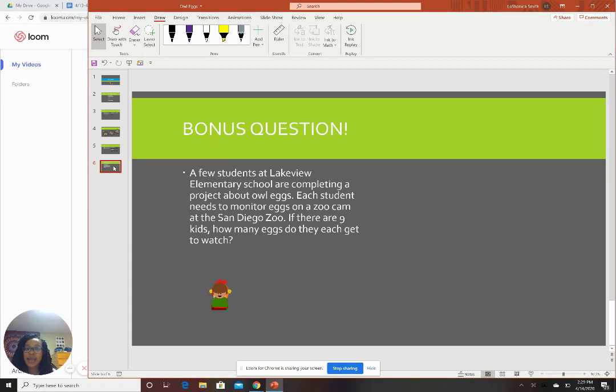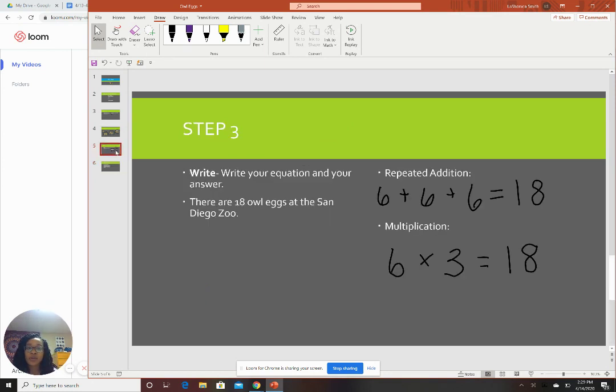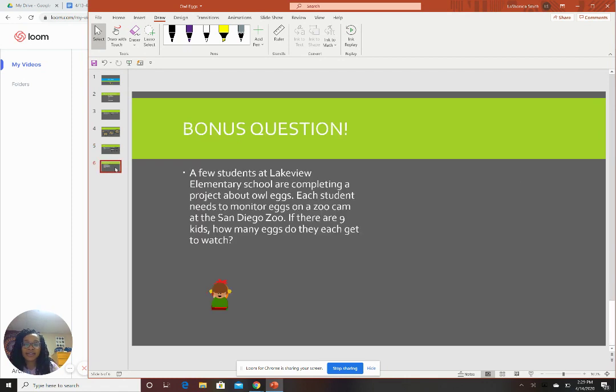So let's go ahead and before we get started, we are using our previous problem with this problem. So we know that we have 18 owl eggs. So I'm going to go ahead and write that at the top. Okay. All right, and now we're going to circle important information because we already read the problem. Now it's time to see what we're trying to figure out in the word problem and that important information.